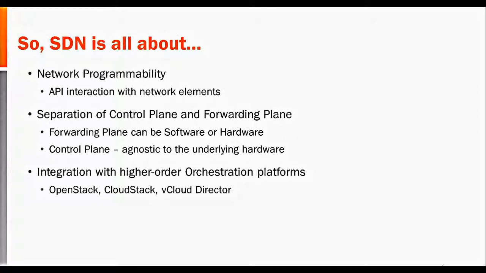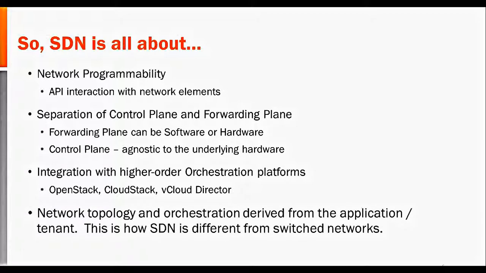Software-defined networking is also about integration with higher-order orchestration platforms like OpenStack, CloudStack, vCloud Director, and whatever it is that Microsoft's going to be coming out with. It's about vendor independence. But maybe most importantly, it's about a network topology and orchestration that's derived from the application of the tenant. And this is how SDN is different from other switch networks or traditional switch networks.